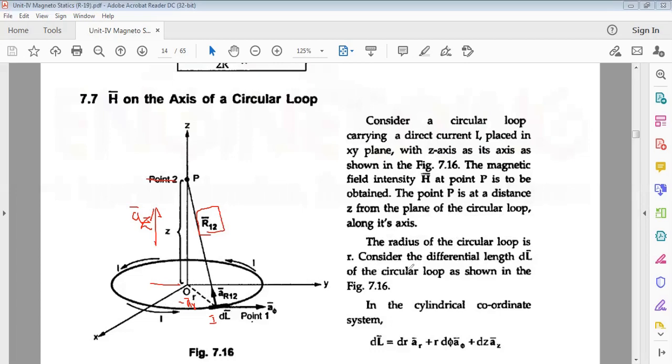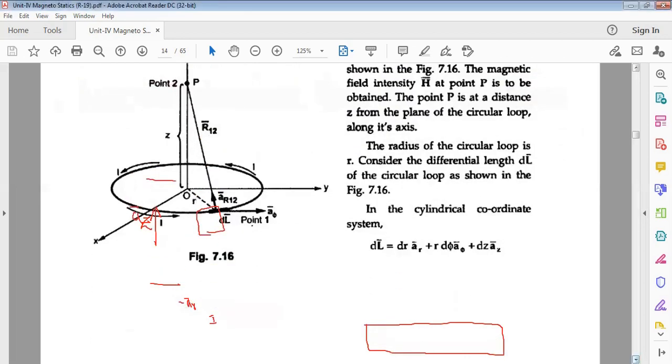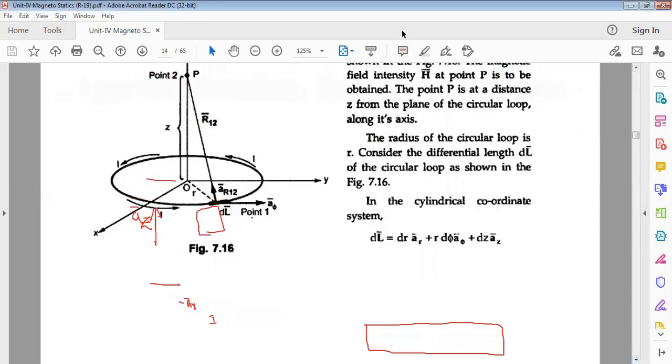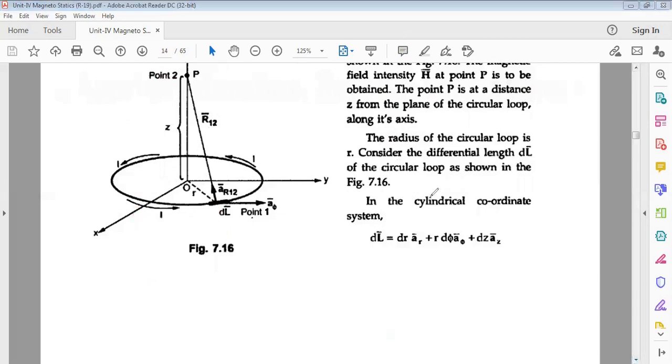Consider a differential length dl bar of the circular loop as shown in the figure. In the cylindrical coordinate system, dl bar is equal to dr a_r bar plus r d phi a_phi bar plus dz a_z bar. You know this from the coordinate system: the differential length in the cylindrical coordinate system is dl bar equal to dr a_r bar plus r d phi a_phi bar plus dz a_z bar. Okay, my dear students.